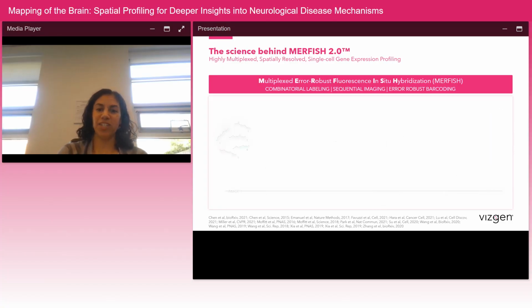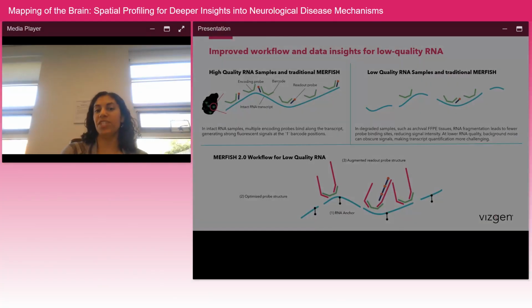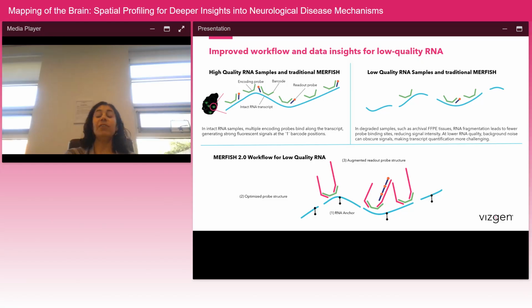So that's the science behind MERFISH. And in the past year, Vizgen has enabled even higher sensitivity MERFISH measurements through the development of the MERFISH 2.0 workflow. So in addition to the error robustness of the method, we've additionally incorporated RNA anchors to keep RNA in place. So if the RNA is degraded, you can still get high signal. And we've updated the barcoding strategy such that each signal generates more fluorescence than in MERFISH 1.0, which overall just increases sensitivity up to 10-fold. And we've seen that in many different tissues, including in a human brain.